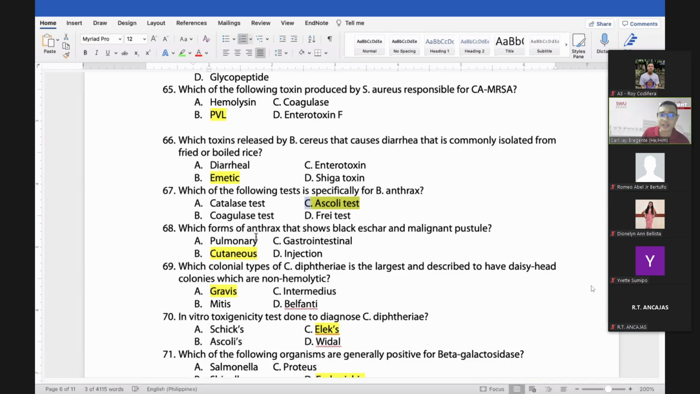68, which of the following forms of anthrax shows black eschar and malignant pustule? So you have your clue already, black eschar. Eschar is only seen on the skin. So therefore, since it is skin, cutaneous is the best answer. Okay? Pulmonary is Woolsorter's disease. Gastrointestinal would result in abdominal pain, and the infection is different as well.